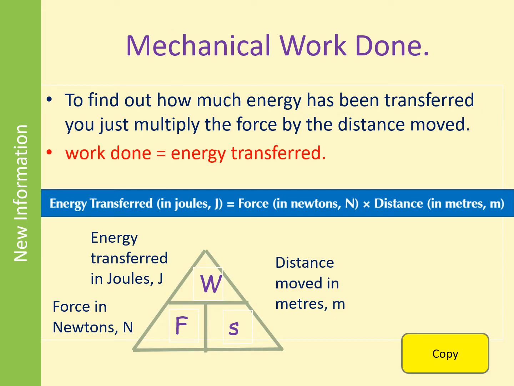Whenever energy is transferred mechanically, we can work out the work done or the energy transferred using this simple formula. There are 3 terms in the formula. Work done equals the force that is applied times the distance that is moved. And these are usually labeled this way. W is for work or energy transferred in joules. The force is F in newtons and the distance moved is S in meters.